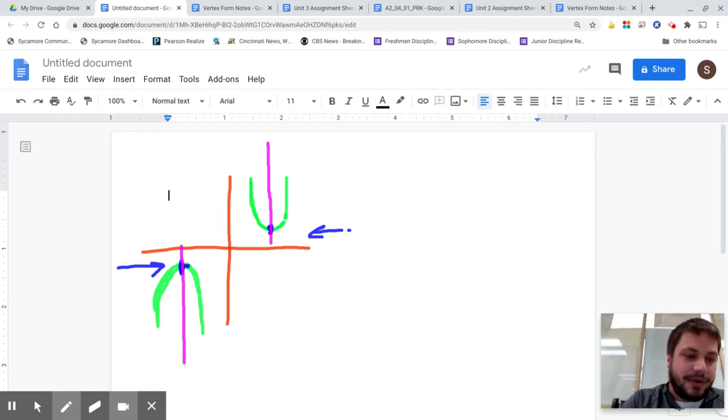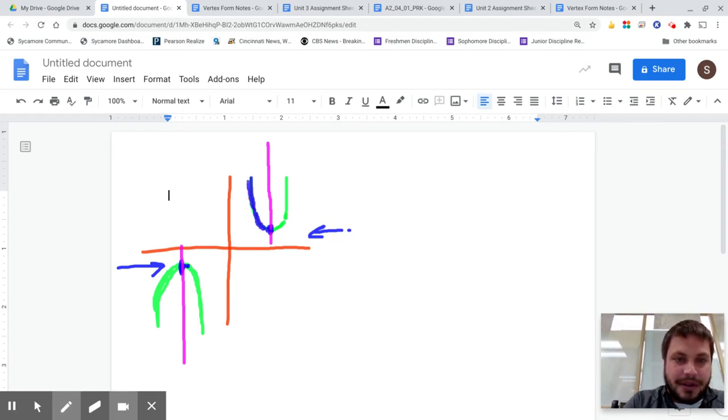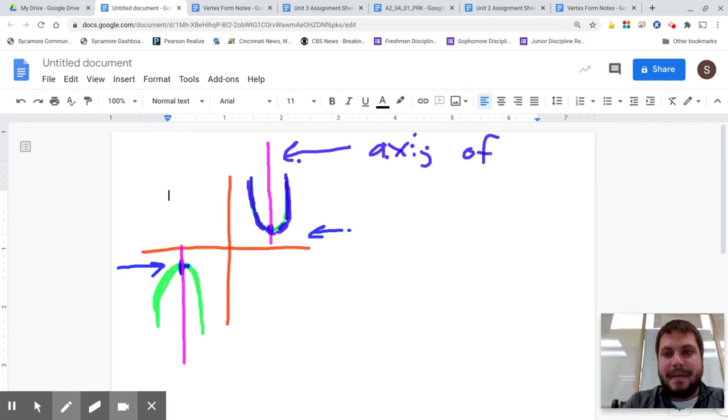To reiterate what I'm saying, if what I just drew in blue was wet paint, and I folded this piece of paper on the purple line, it would fold over and create the green line. The wet paint would come over here, and it would be completely symmetrical. Now, this line that goes through the vertex is called the axis of symmetry.